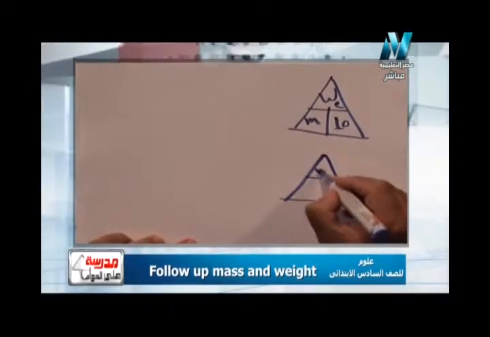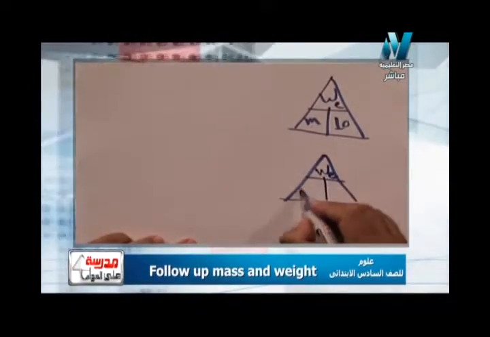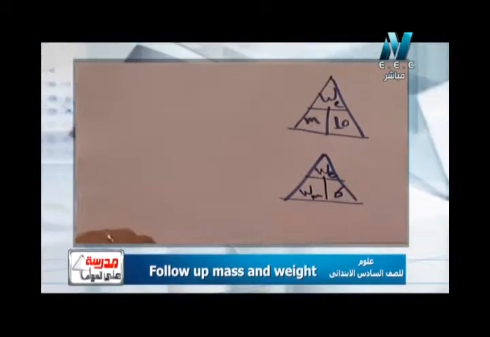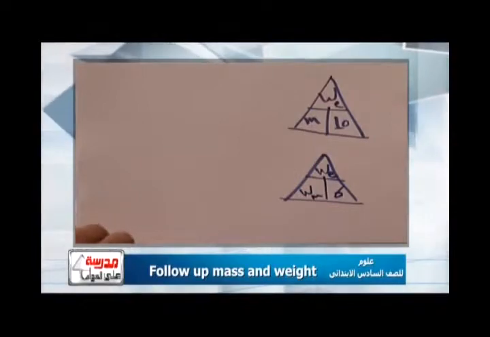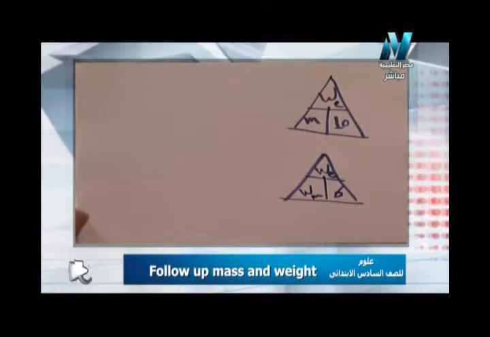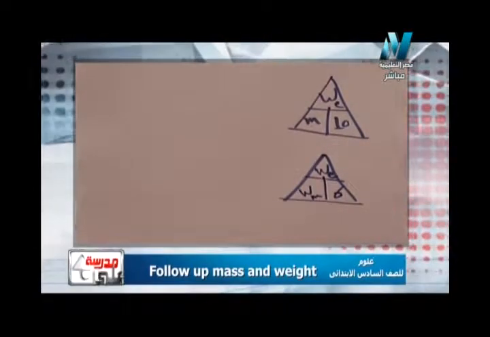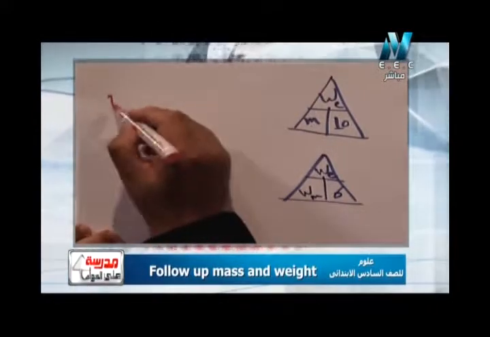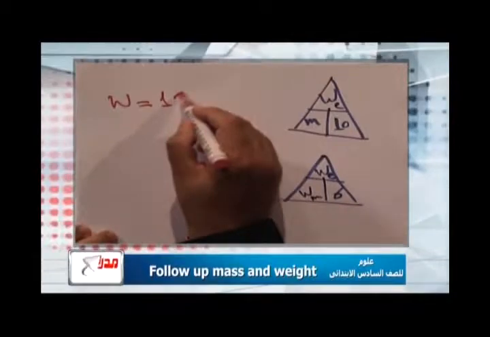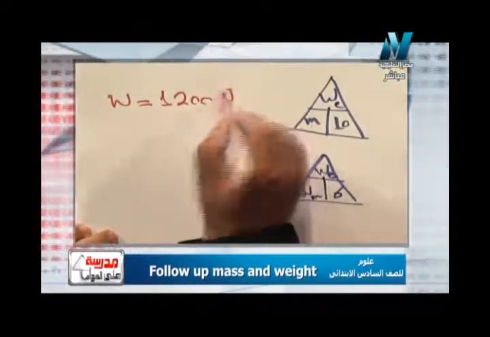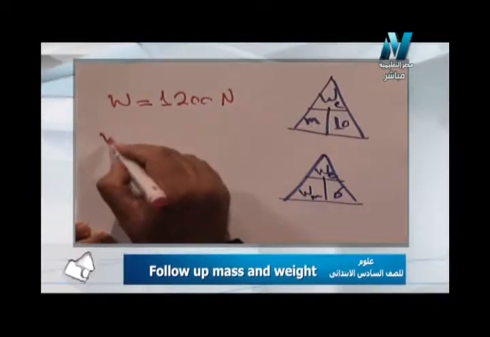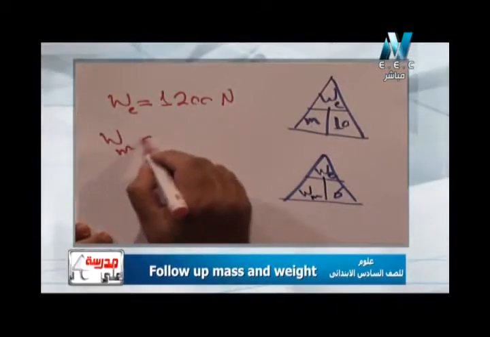Okay. So what about the second rule? Here I have weight on the earth and weight on the moon at the bottom by 6. Okay. So I have here only one piece of information, which is that the weight on the earth equal 1200 Newton. So I want what? I want the weight on the moon.